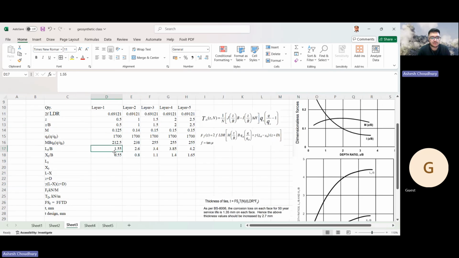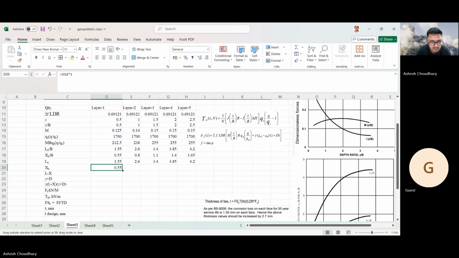Okay, so I got L naught by B and X naught by B. Now, what is L naught? L naught is nothing but L naught by B times B. So this is how much? These times 1. Okay, I will give you this Excel sheet. Do not worry, I will upload it to the drive that I have shared with you.